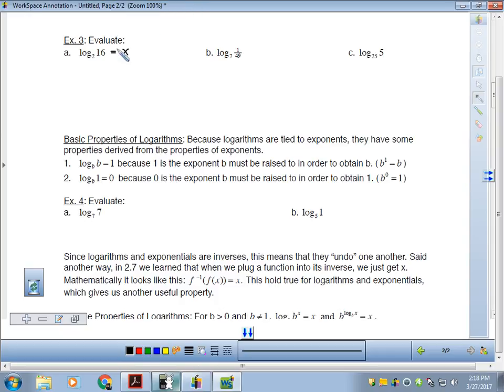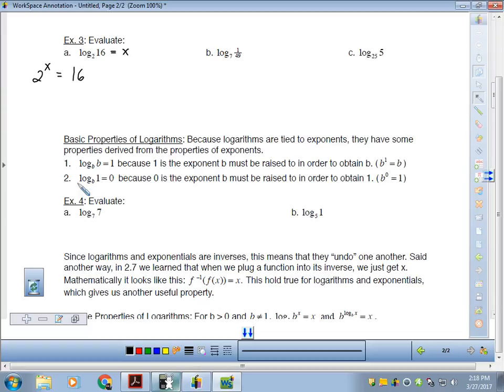So what we're going to do is take this logarithm and rewrite it as an exponential. So what's my base? My base is 2. What's my exponent? Well, it's over here on the side of the equal sign, so it's x equals, and what's my solution? My solution is 16.